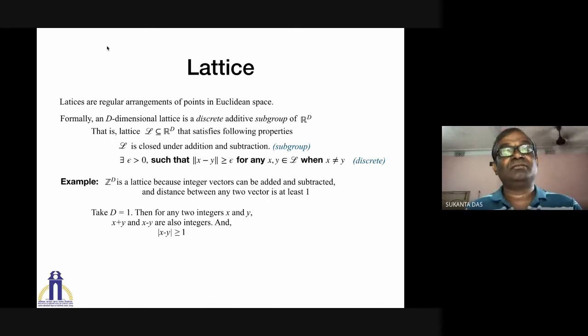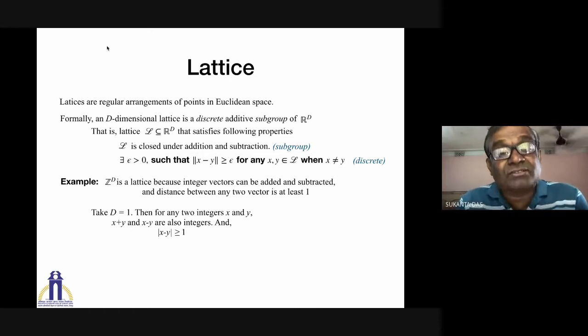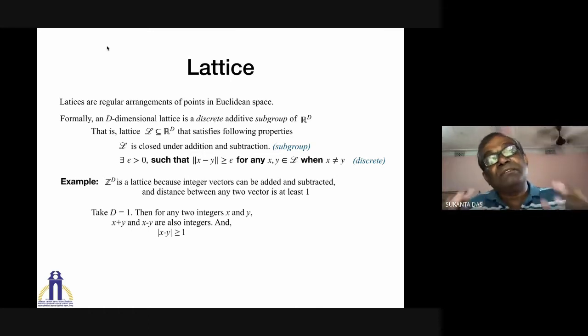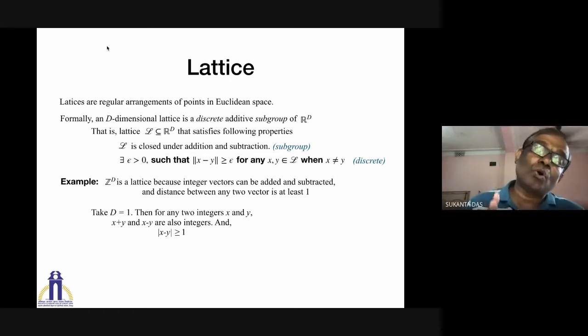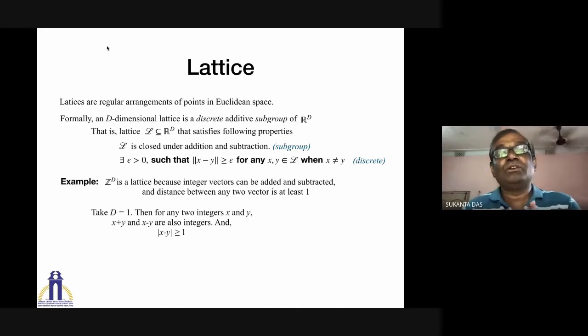And the second point, the distance between x and y is always at least 1. You understand? Take 3 and 4. 4 minus 3 is 1. If x is not equal to y, then the minimum distance between x and y is 1. So both the conditions are satisfied. So Z is a lattice.